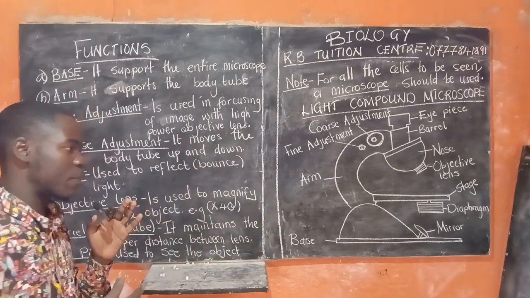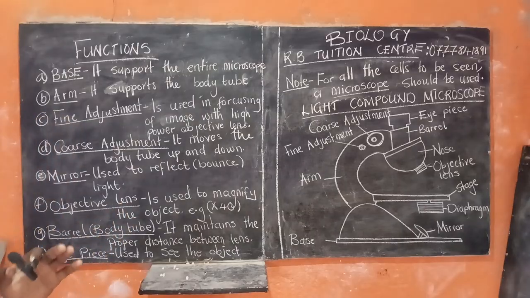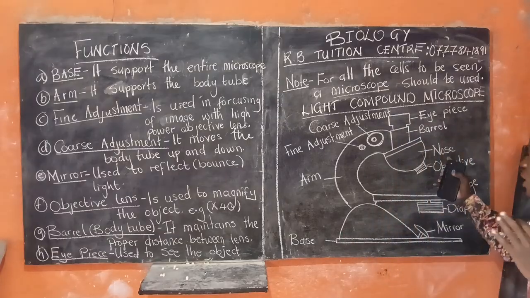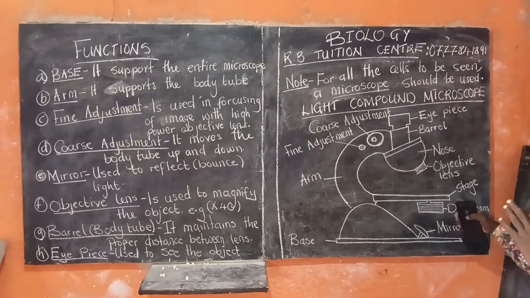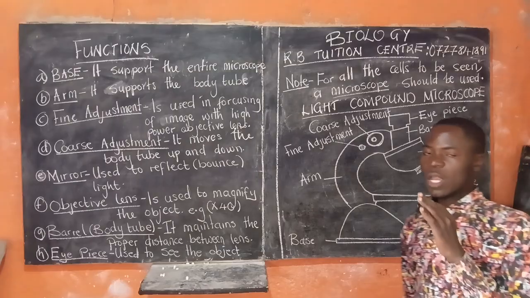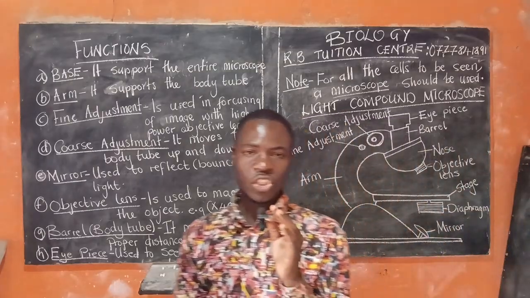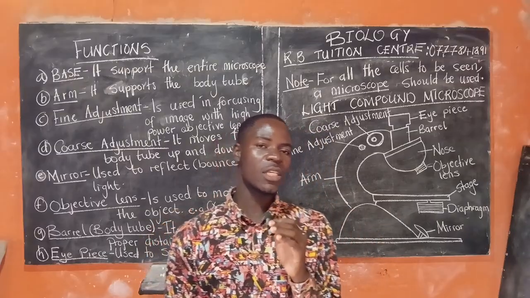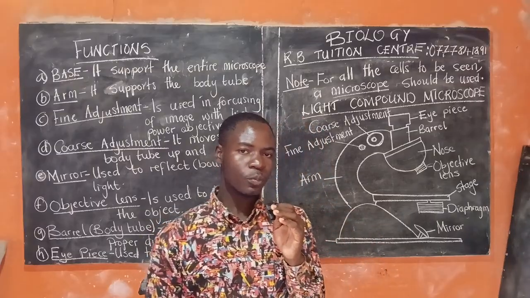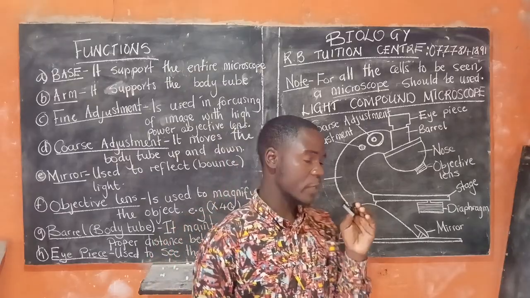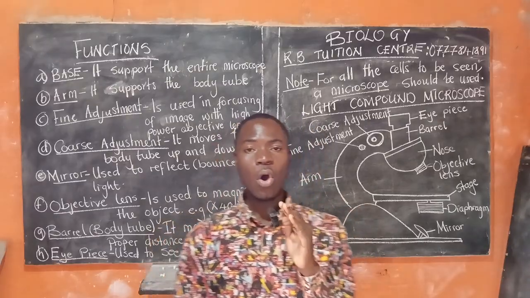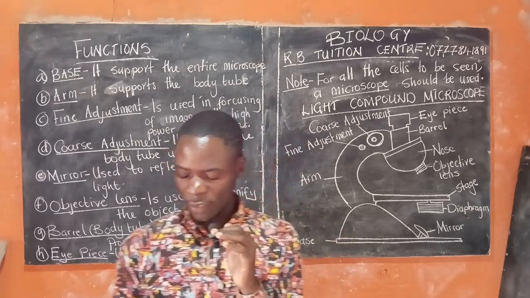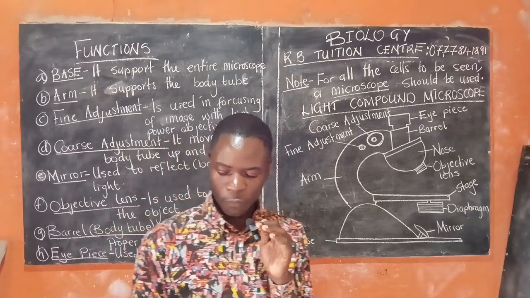Here I need you to understand the functions I did not mention, which are the nose and the diaphragm. The function of the nose, which you are going to write, is that it is used to hold the objective lens.